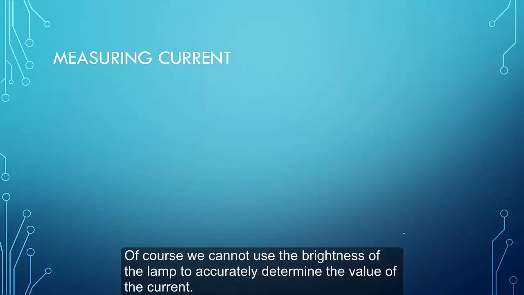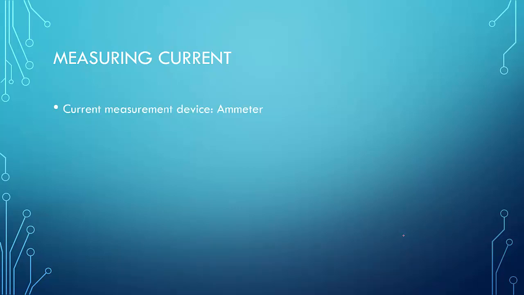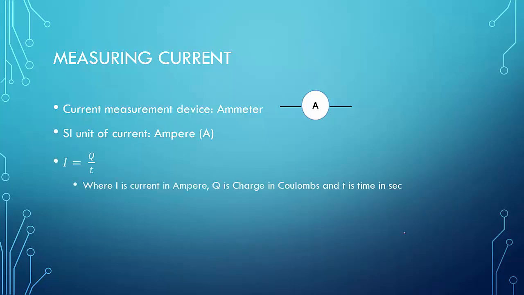Of course, we cannot use the brightness of a lamp to accurately determine the value of a current. Current is measured using a device called an ammeter, and the circuit symbol looks like this. And the SI unit for current is the ampere. The formula for current is I equals Q over T, where I is current in amperes, Q is the charge in coulombs, and T is the time in seconds.